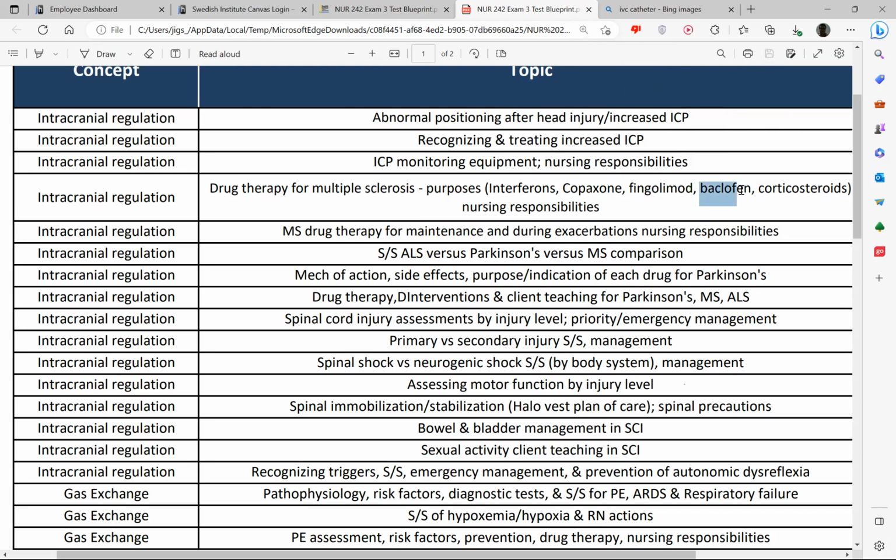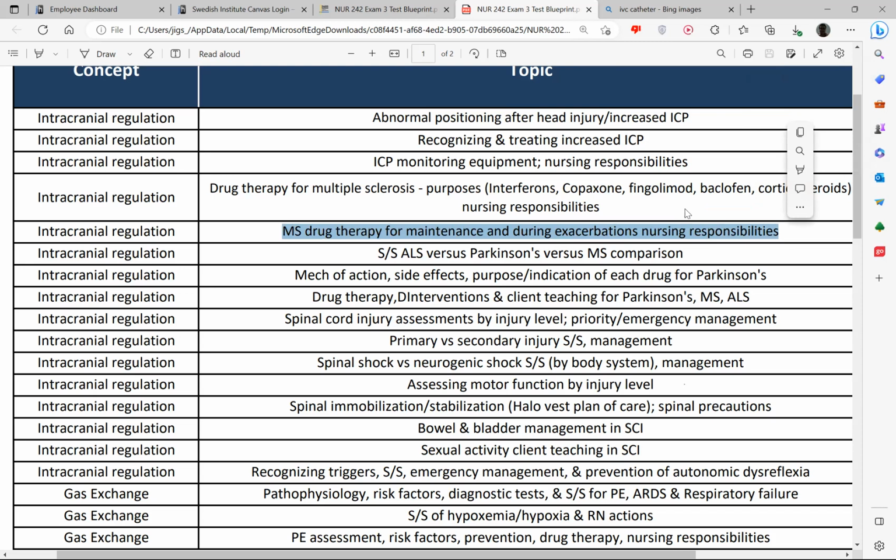And what is baclofen again? Okay, so we saw baclofen. Was it exclusively used in multiple sclerosis? Where else did we see baclofen? Parkinson's? Huntington's? ALS? Yeah, okay, so these are commonly used. What about steroids? When are steroids used in multiple sclerosis? Only during exacerbation. So we use high dose steroids for flare-ups, for exacerbations.